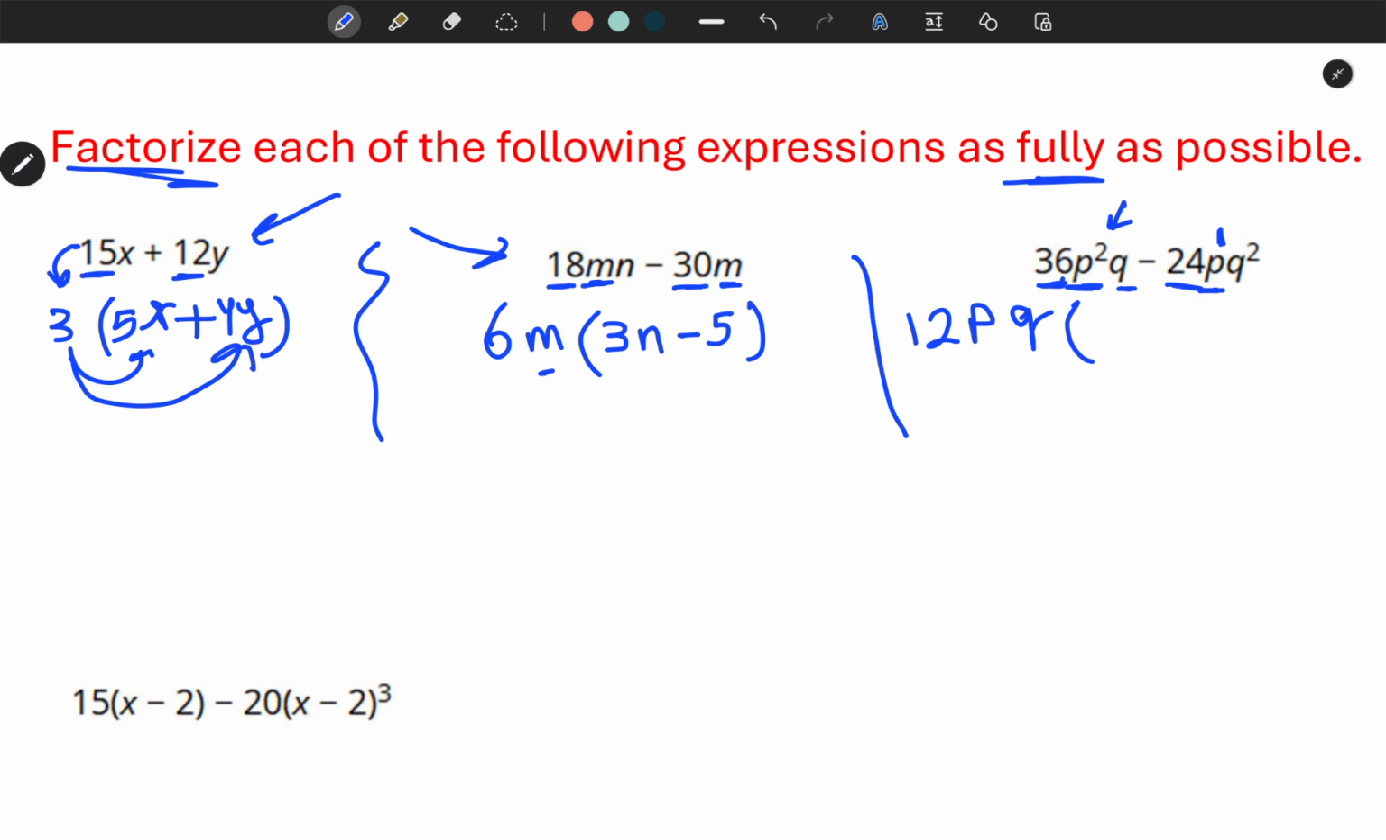Then you open brackets. To get the terms inside the brackets, you have to divide. 36 divided by 12 is 3. p squared divided by p, we are subtracting powers. Here power of 1, 2 minus 1 is 1, so p is left. q is gone. Next one is 24 divided by 12 is 2. p is gone, I'm sorry, and q to the power of 2 divided by q is going to be q to the power of 1.